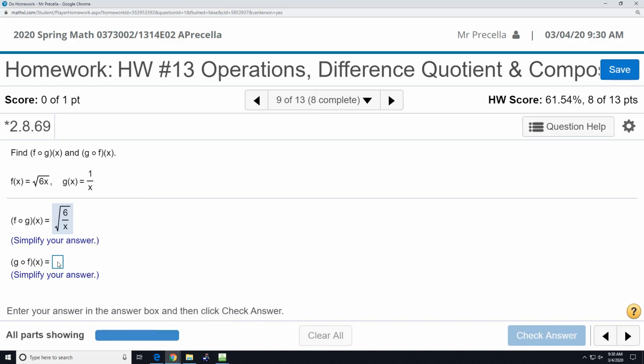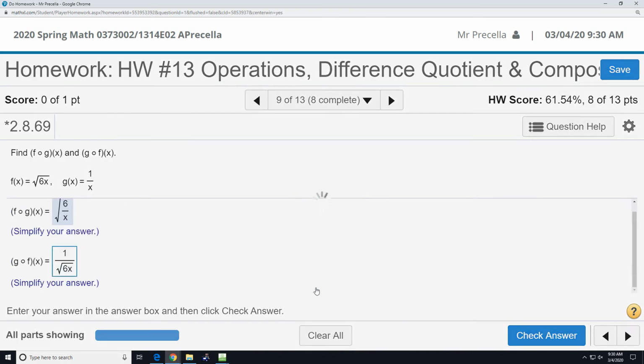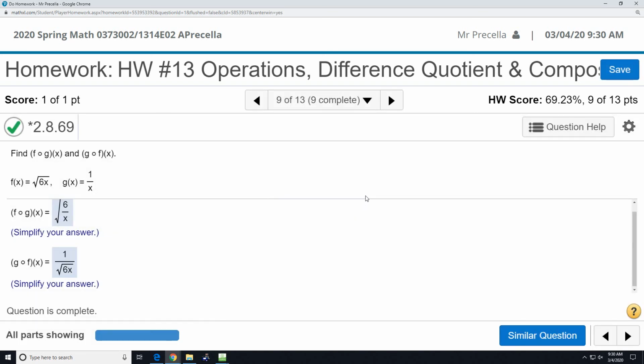Okay, here I am. I'm clicking in the box. What am I going to type first? The fraction, and then on top I have 1. What am I going to type in the bottom? The square root of 6x. Any questions there? And then, just keep going.